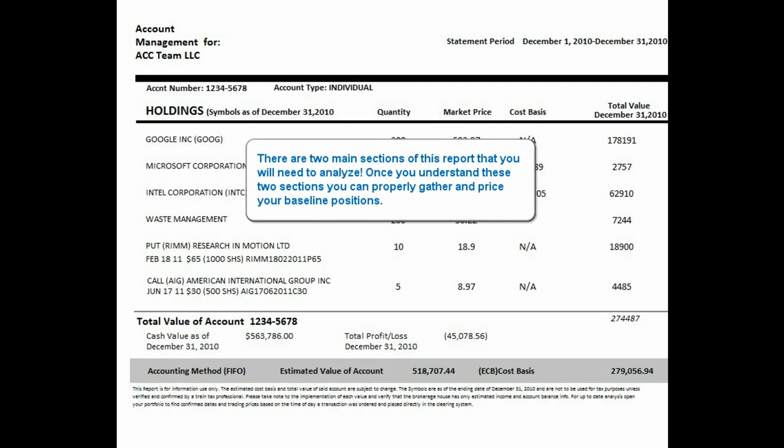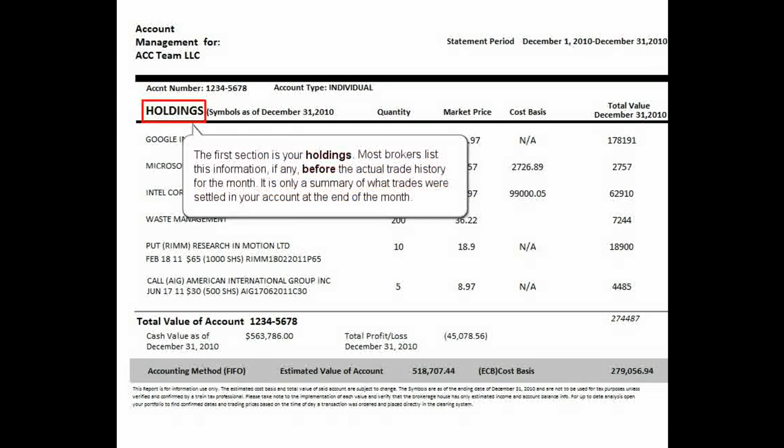There are two main sections of this report that you will need to analyze. Once you understand these two sections, you can properly gather and price your baseline positions. The first section is your holdings. Most brokers list this information, if any, before the actual trade history for the month. It is only a summary of what trades were settled in your account at the end of the month.